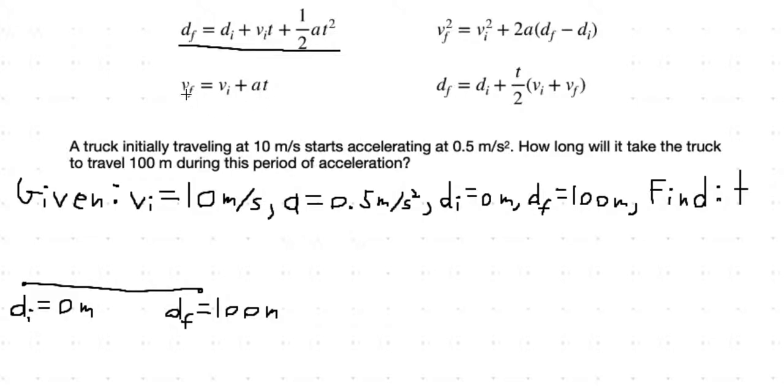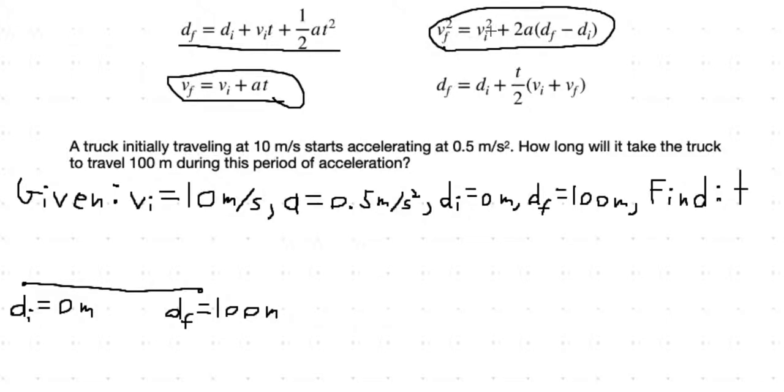So this Vf is equal to Vi plus At here. We know Vi, we know A, but we don't know Vf and t. But if we could find another equation to solve for Vf, we could solve for t then. Okay, so we know we can use this equation here, but we need to find another equation to solve for Vf first.